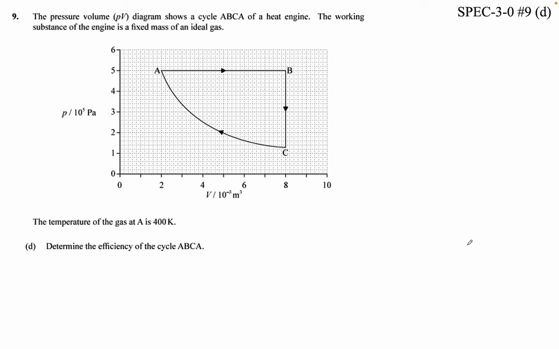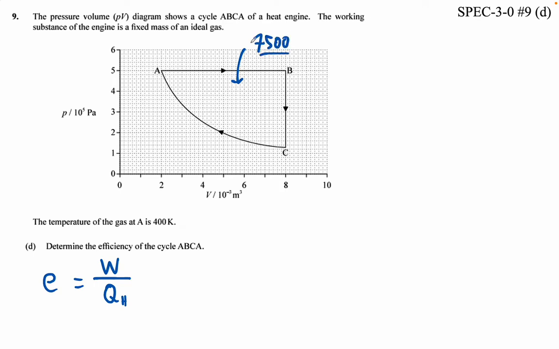All right, so determine the efficiency of the cycle ABCA. Well, the efficiency is always the net amount of work divided by the heat that flowed in, okay? Now, the only place heat flows in is here, right? And we know from the previous problem that that is 7,500 joules, right?